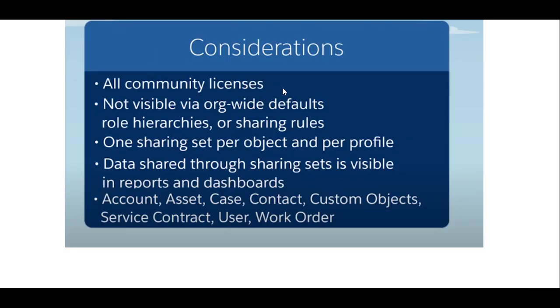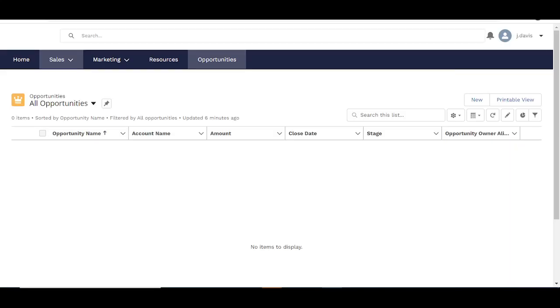It is applicable in all community licenses, and not visible via the default role hierarchy or sharing rules. One sharing set per object per profile. Data shared through sharing set is visible in reports and dashboards. It works on account, asset, case, contact, custom object, service contract, user, and work orders. Now we will go into a demo and see how sharing set works.